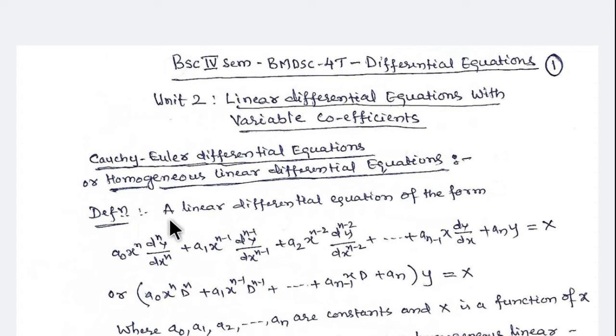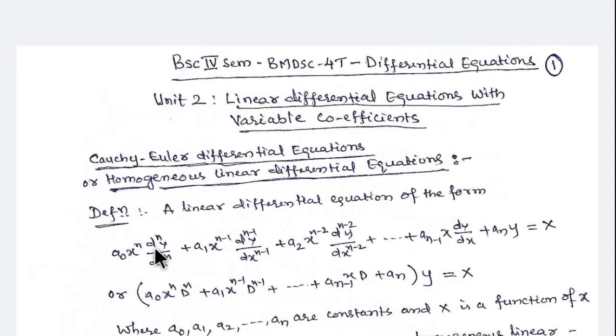The definition: a linear differential equation of the form a naught into x raised to n into d^n y by dx^n. You observe this: the power of x is n. Here the order of the derivative is also the same, that is x^n d^n y by dx^n. Here a naught, a1, all are constants.